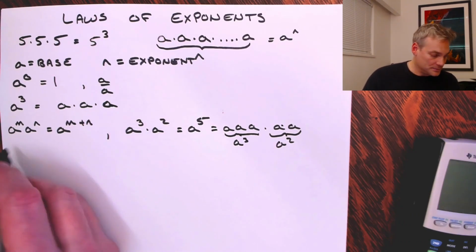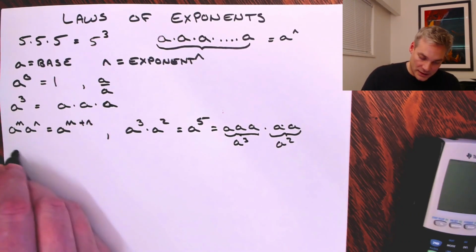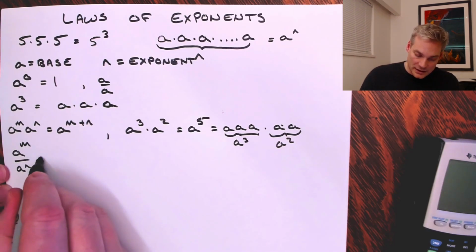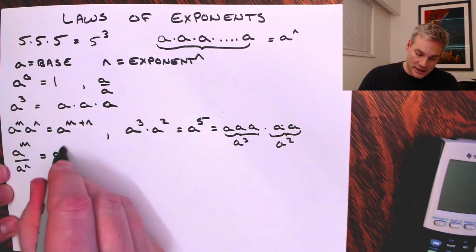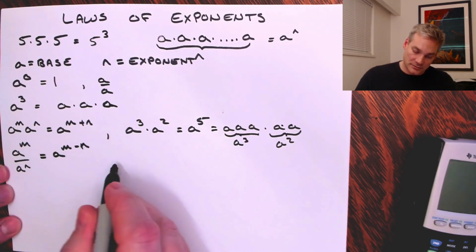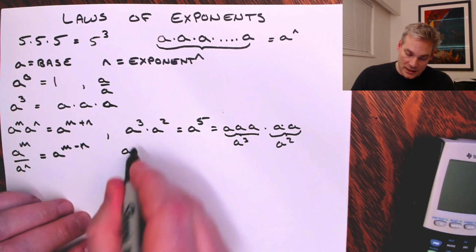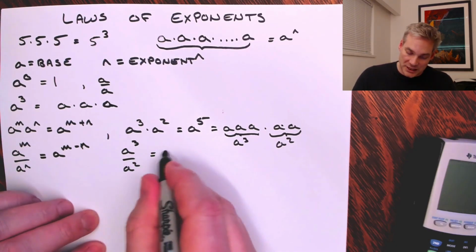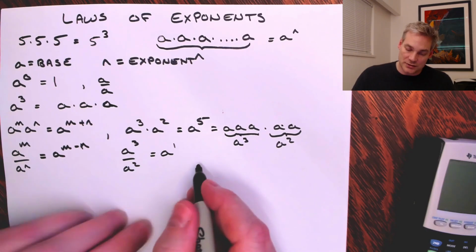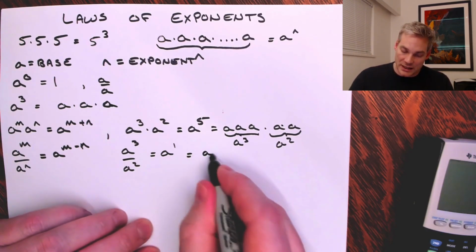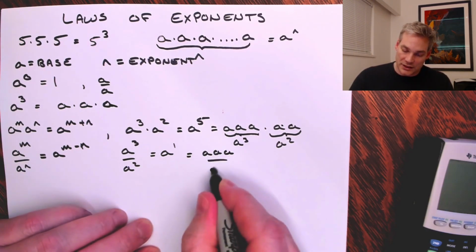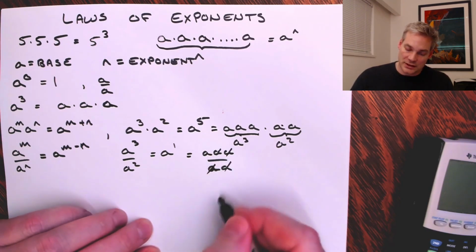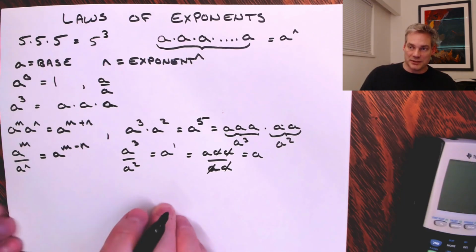So we've shown that. Now, if we had a to the m over a to the n, that's the same as a to the m minus n. So if I had a to the 3 over a to the 2, that would just be a to the 1, 3 minus 2. And that's because I would have a over a and a. So 1, 2, 3. Yeah, that works. We get a as well.